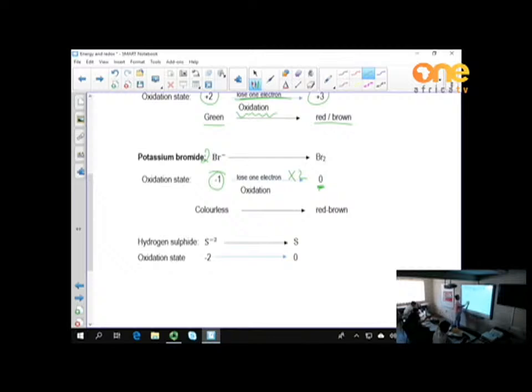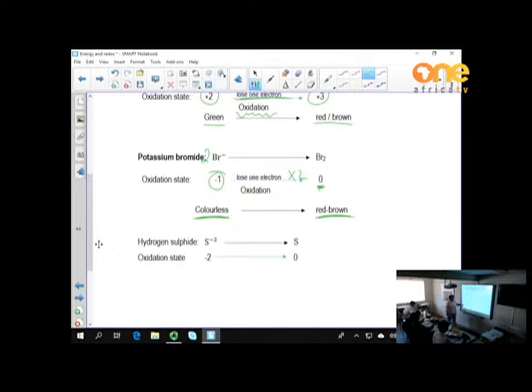The color of bromide is colorless. Potassium bromide is colorless. The color of bromine is a reddish brown liquid. Remember the halogens? Fluorine is yellow. Chlorine is green. Bromine is red-brown. Iodine is purple. Unless it's dissolved in water, then it's reddish brown.